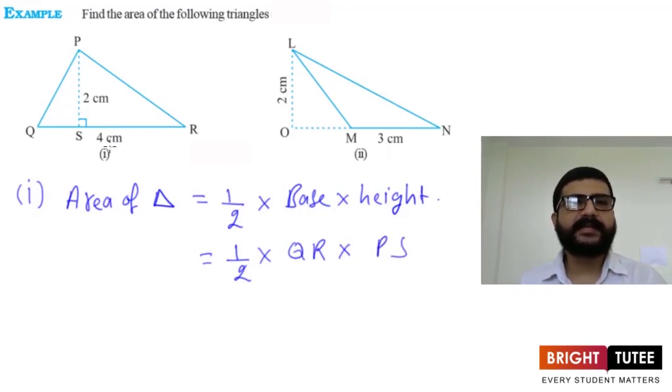Now QR is 4 centimeters and PS is 2 centimeters. So therefore this will be equal to half into 4 into 2. Now we can cancel this 2 with this 2. So we are left with 4. So therefore the area of the triangle PQR is 4 square centimeters.